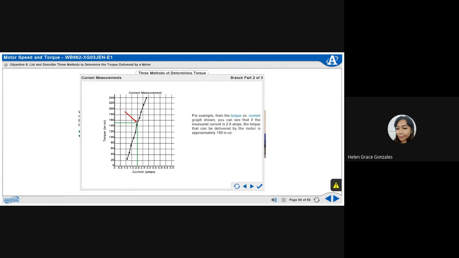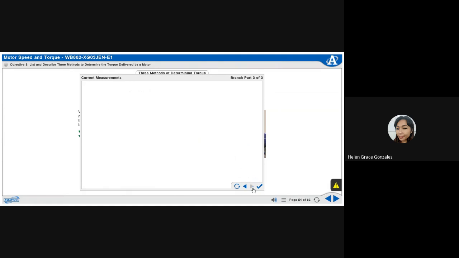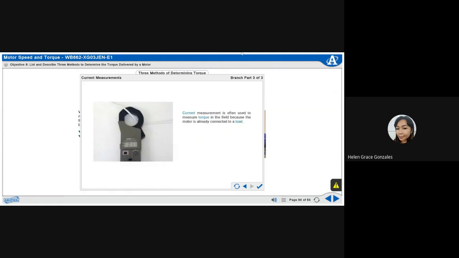For example, from the torque versus current graph shown, you can see that if the measured current is 2 amps, the torque that can be delivered by the motor is approximately 150 inch-ounces. Current measurement is often used to measure torque in the field because the motor is already connected to a load. Disconnecting the load to connect a dynamometer or prony brake would defeat the purpose of the measurement.